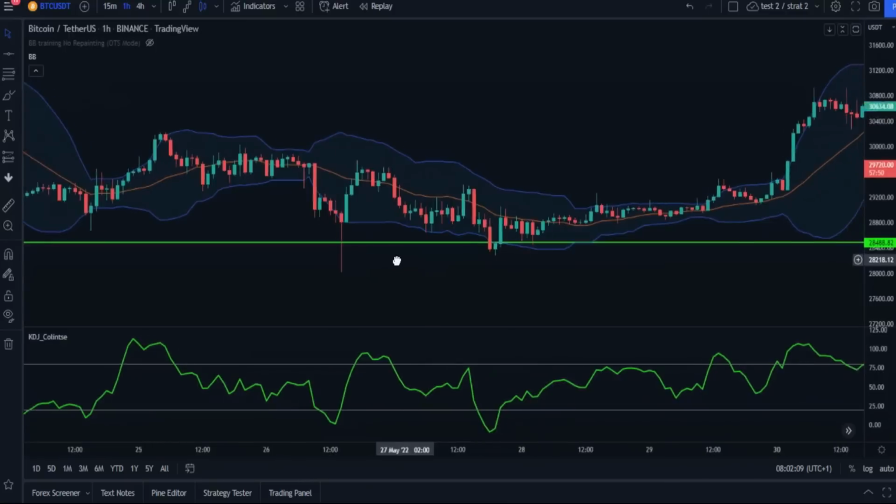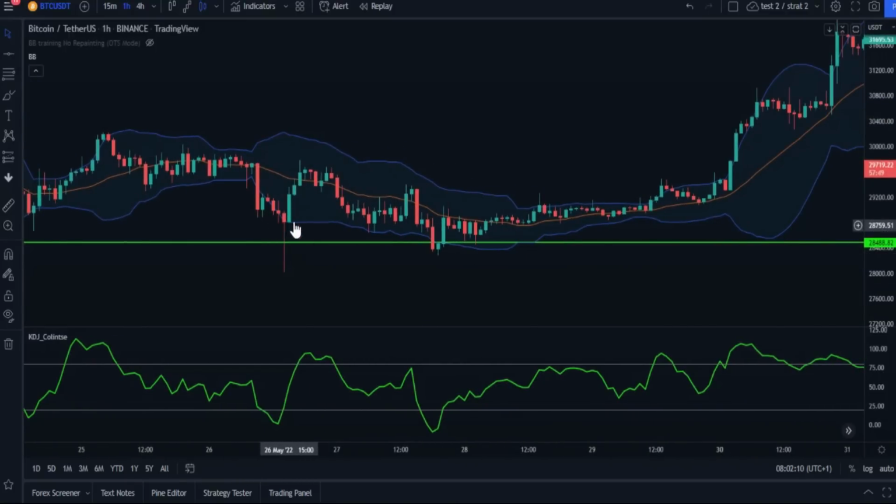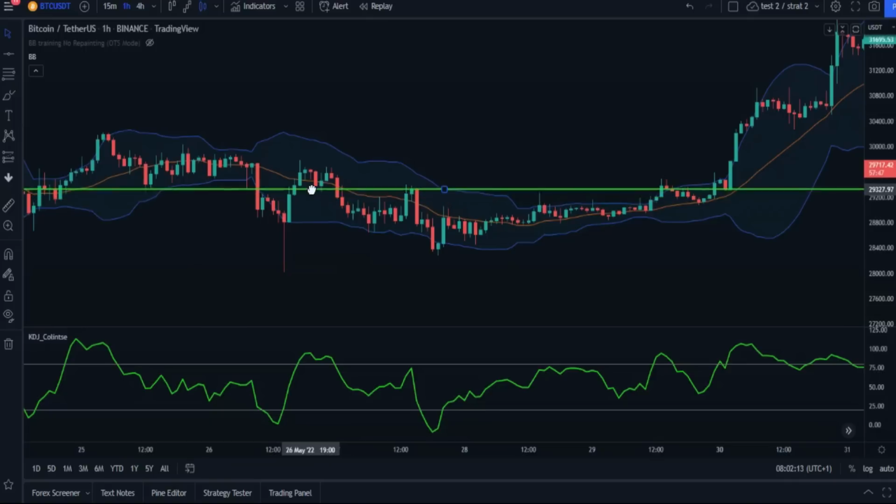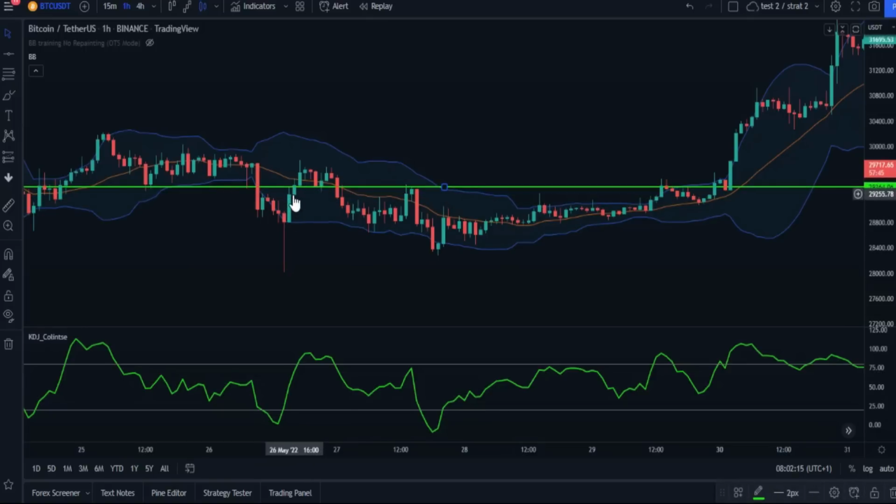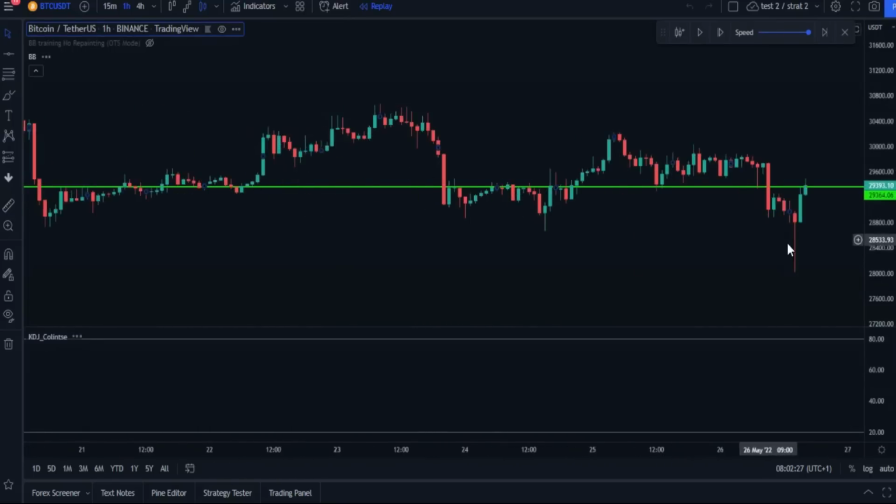Here we find a red hammer candle, and a large part of its body is below the lower band, so we will treat it as a normal candle because it is red, and we will wait for a green candle to appear above the lower band. And this candle here will be the target candle that we will enter above, but when we check the KDJ indicator, we find that it is in the overbought area, and in this case, the entry will be cancelled. To learn more about this fake signal, let's use the replay tool to make it clearer.